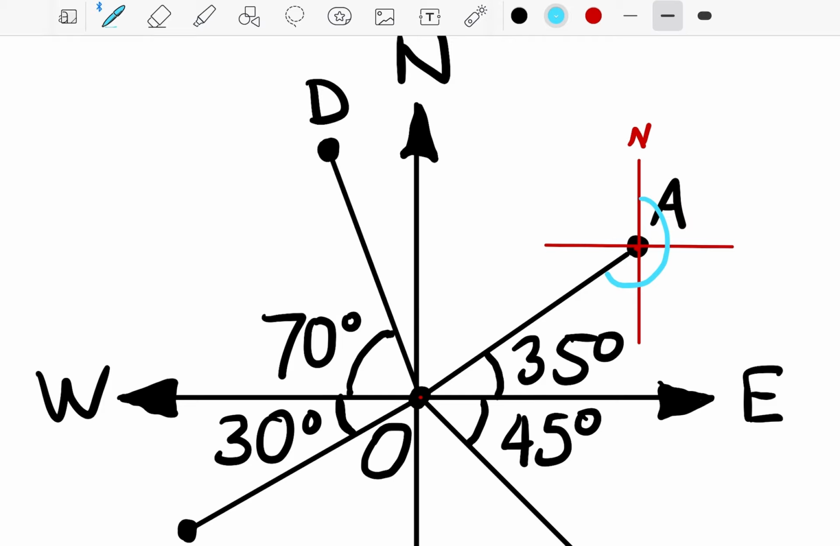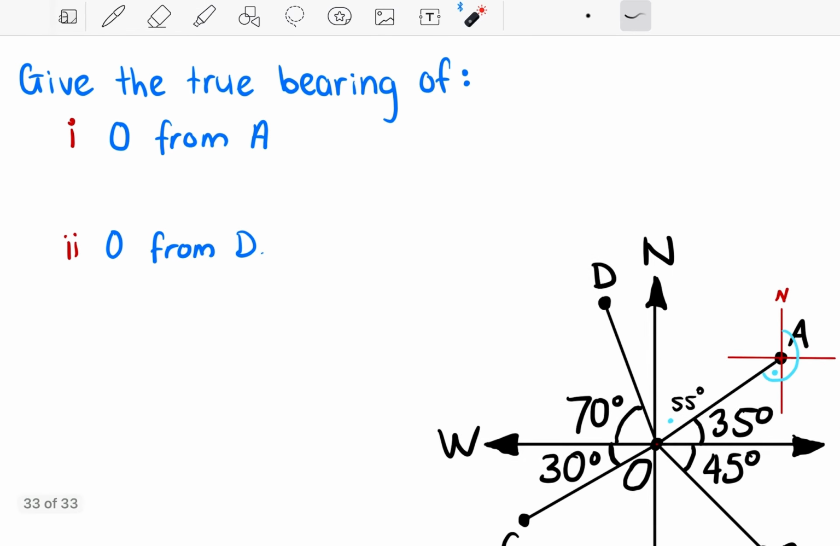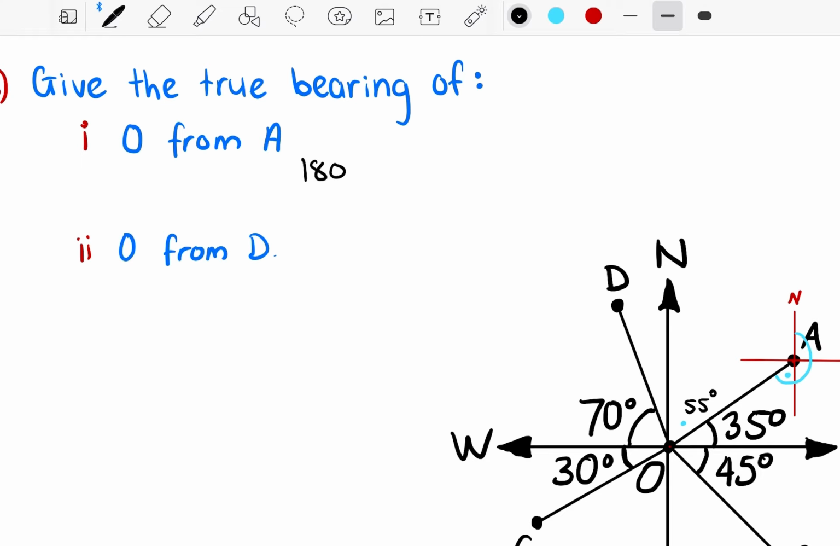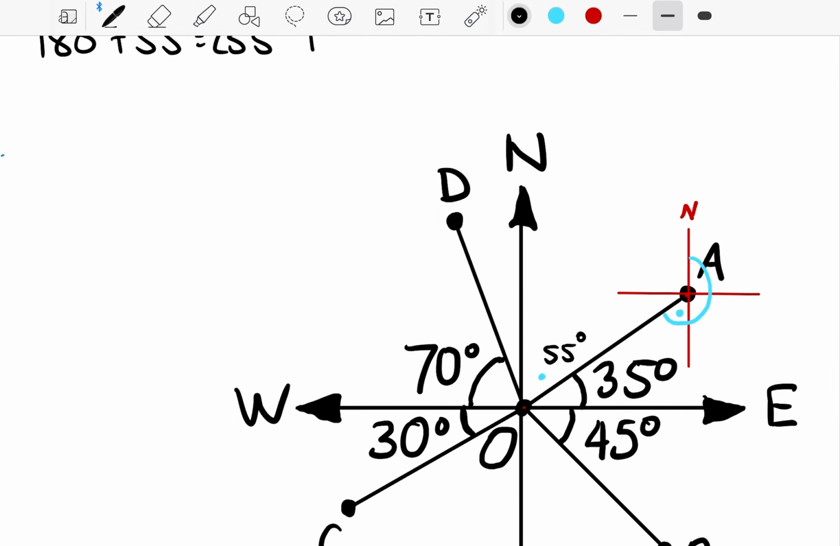Something you should remember from when we did geometry earlier in the year is that, because we're dealing with parallel lines, this angle in there is going to be the same as this angle. We found that angle in the last part of our example, which was 55 degrees. So when you look at it, we've done 180 degrees plus that 55. So we go 180 plus 55, and that's going to give us 235 degrees true.